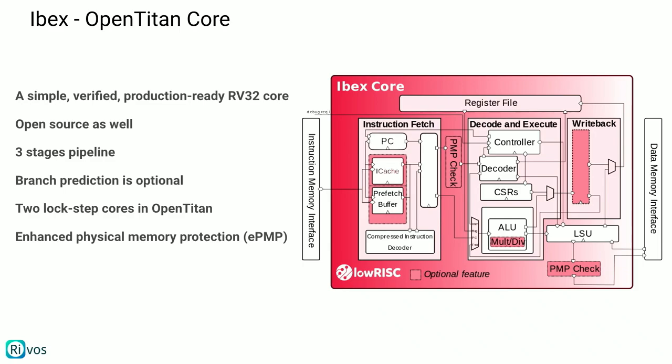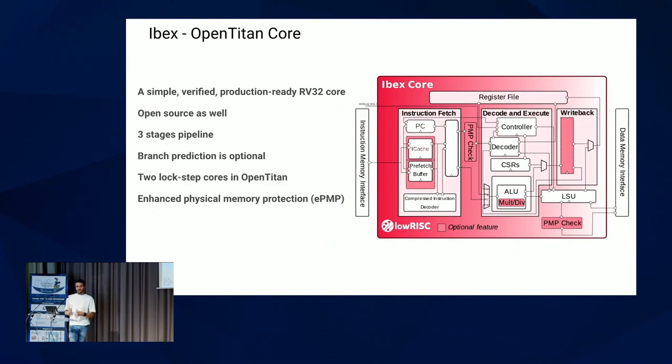In OpenTitan, it's a two-core lockstep. So there's one core that's running the instruction, and every time you run an instruction, you can verify that the other one that's running the same instruction is in the same state. So if there's a physical attack on your root of trust, then most likely one of them would be desynchronized with the other one, and you can actually take measures when that happens. It does support physical memory protection, ePMP, for defining physical memory regions where you can define attributes. So for example, you want to define where your boot ROM is, and can you write on your boot ROM? Or can you execute from your boot ROM? Which part of your boot ROM can you execute, and so on?